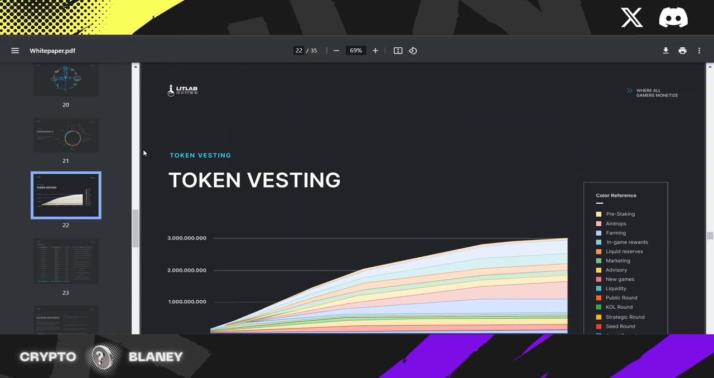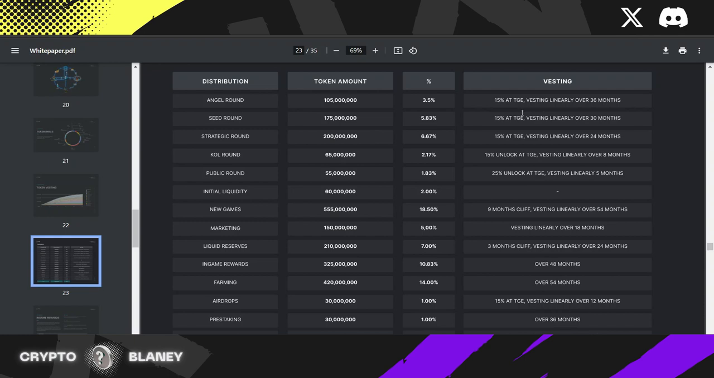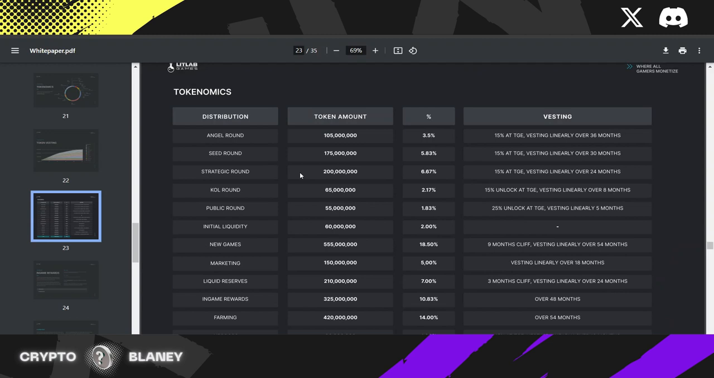So after 63 months, everything will be released. So here you can see the token distribution. Again, very transparent, very clean. So yeah, the tokenomics, token vesting, everything is showcased very well. This is something you want to see.